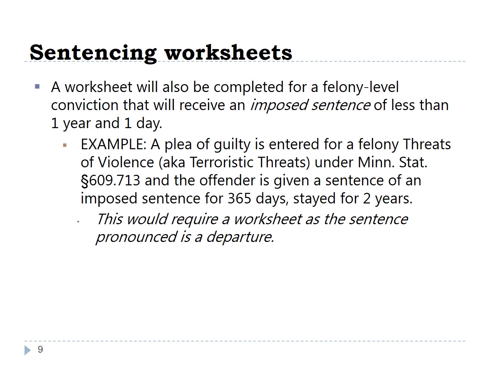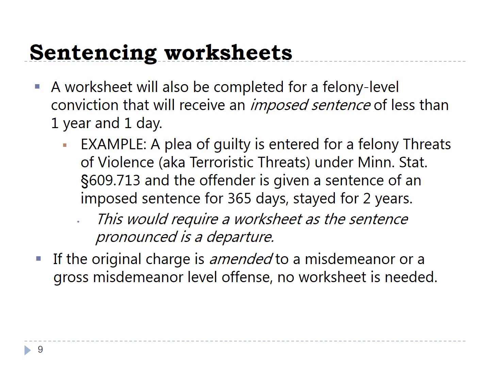When a plea agreement is negotiated for a felony level conviction, and the sentence will be 1 year or less, 365 days, the offense becomes a gross misdemeanor. The most common situation for this type of plea agreement occurs when the offense cannot be amended to a misdemeanor or gross misdemeanor level without changing the offense altogether.